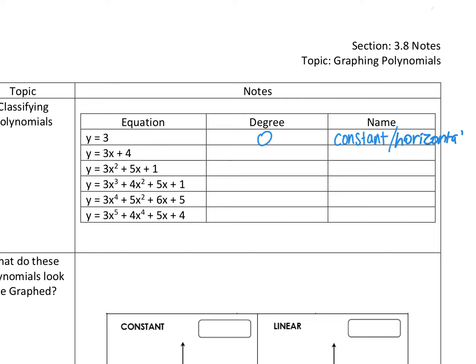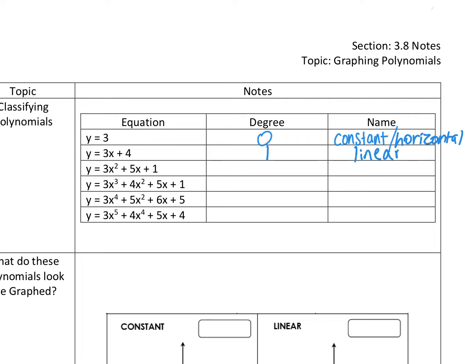Then we get into something that looks like y equals 3x plus 4. What's the highest degree on that? Highest exponent. Oh, 1. Okay, it's got a degree of 1. We call this a line. It's linear. It's got a slope though. y equals 3 doesn't have a slope, but y equals 3x plus 4 does have a slope. What is the slope? 3. Yep, and the intercept would be 4. y equals mx plus b.